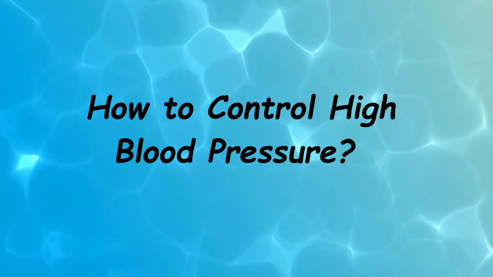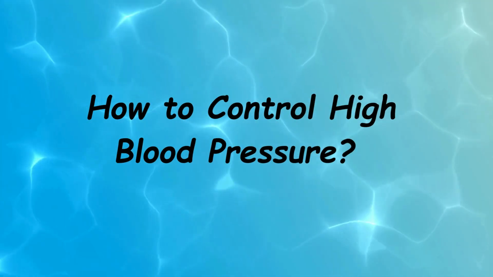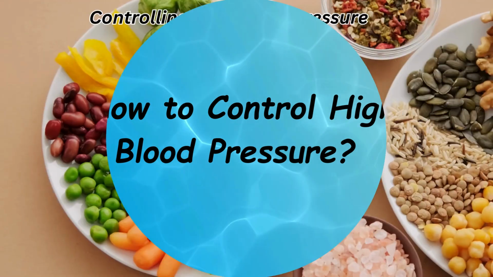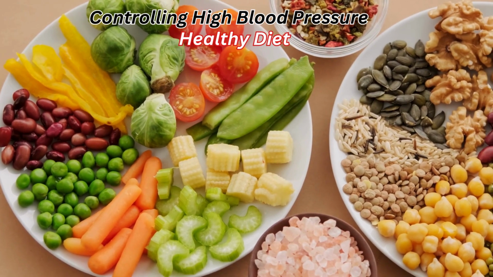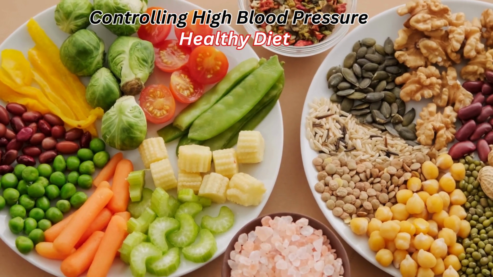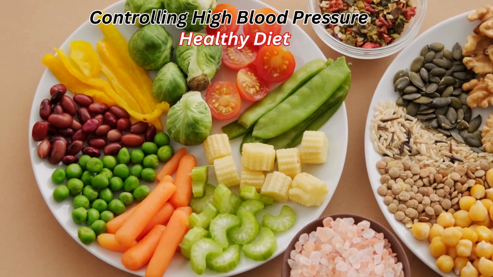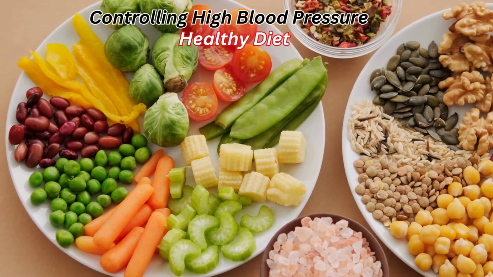You can take several steps to improve your lifestyle to control the high blood pressure. Focus on a diet rich in fruits, vegetables, whole grains, and lean proteins. Reduce sodium intake, limit processed foods, and avoid foods high in saturated and trans fats.